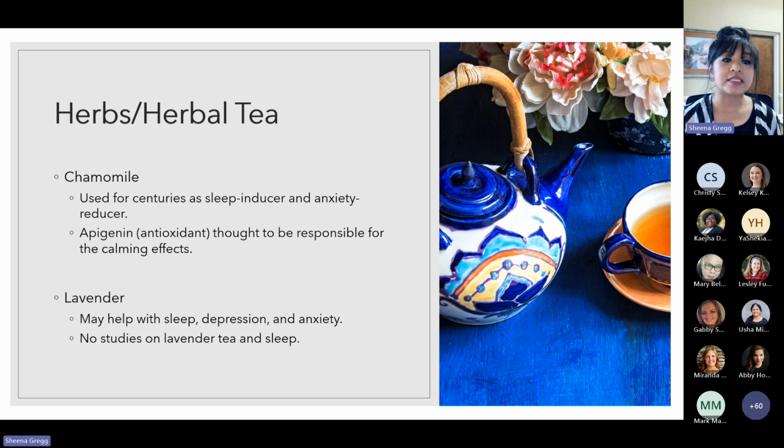Lavender may help with sleep, depression, and anxiety. There's not really been any significant studies on lavender tea and sleep, but I did want to mention its correlation with the potential for really helping with sleep and relaxation.